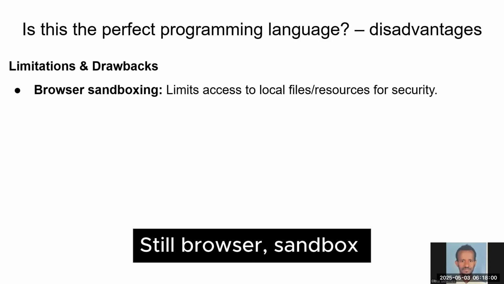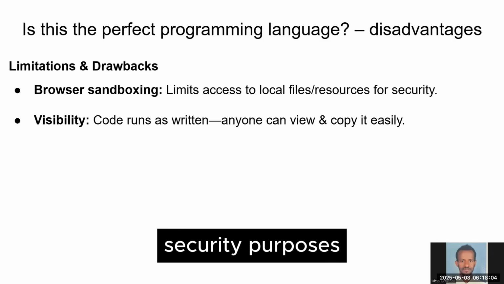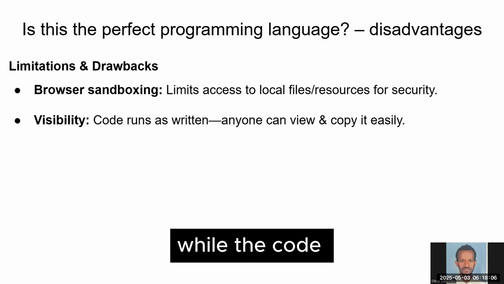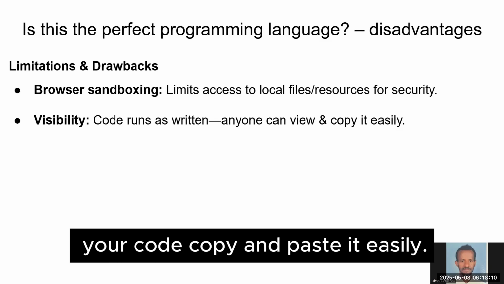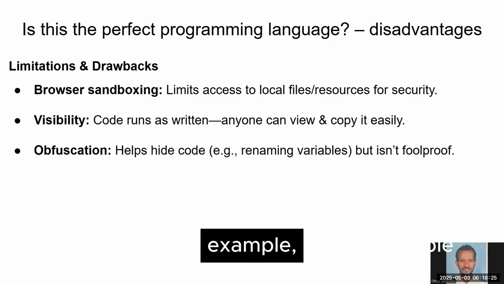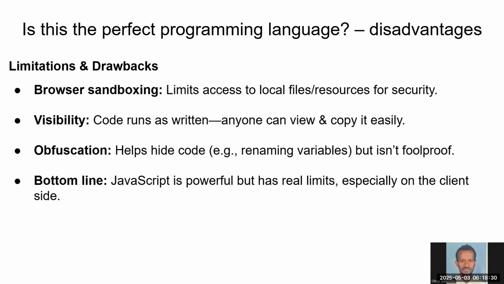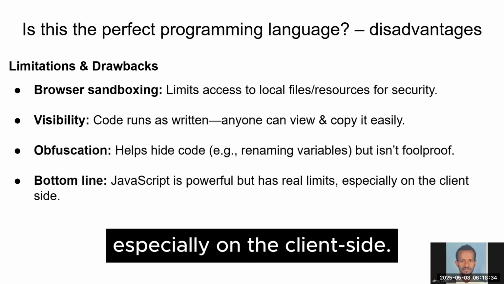Still, the browser sandbox limits access to local file resources for security purposes. While the code runs as written, anyone can view your code and copy and paste it easily. Obfuscation helps to hide code, for example by renaming variables, but it is not foolproof. JavaScript is powerful but has limits, especially on the client side.